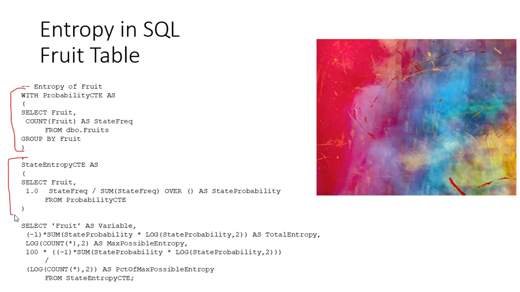This CTE gives me the percentage of each fruit. So 6 of the 18 are apples, 6 of the 18 are oranges, 6 of the 18 are bananas. So it gives me, in this case, the probability, which is 1/3. Once I know those two, I can go do my calculation, which you can see has the log functions here, to give me the entropy of this table on fruit.